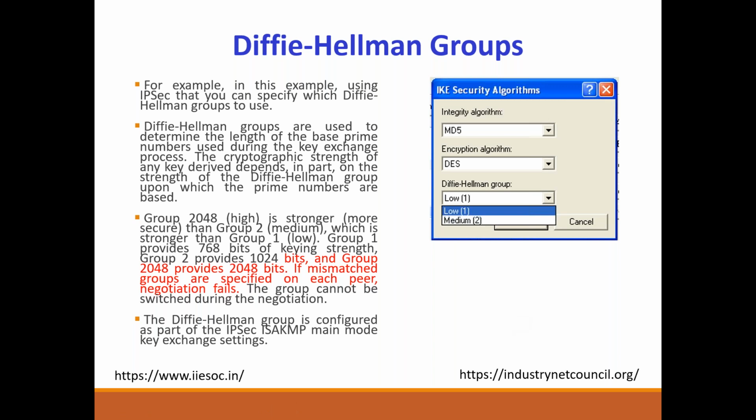And Diffie-Hellman is used in many, many, many things. Here's a sample screenshot of choosing Diffie-Hellman groups for IPsec. It is, of course, also used for TLS and many other things.